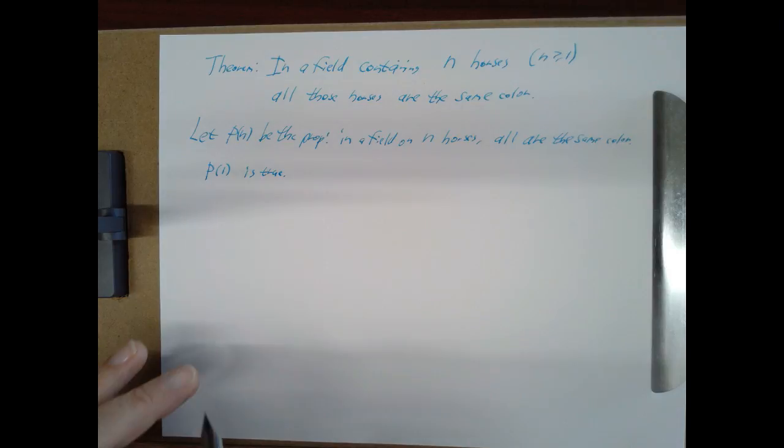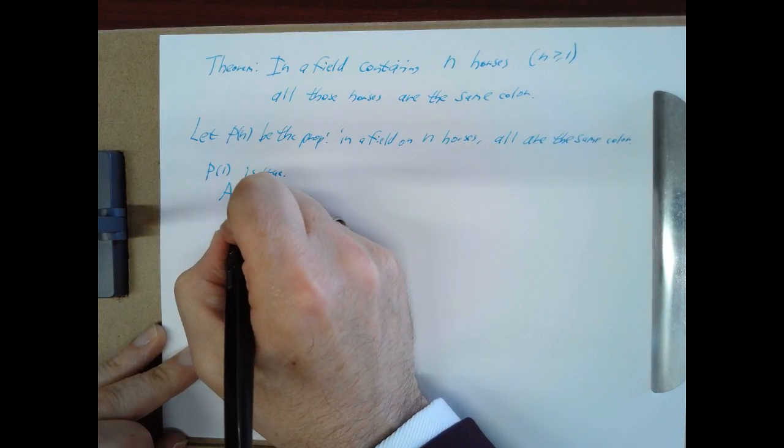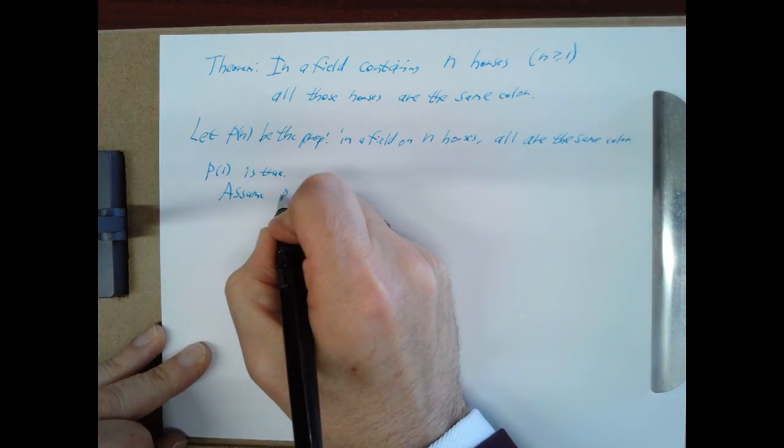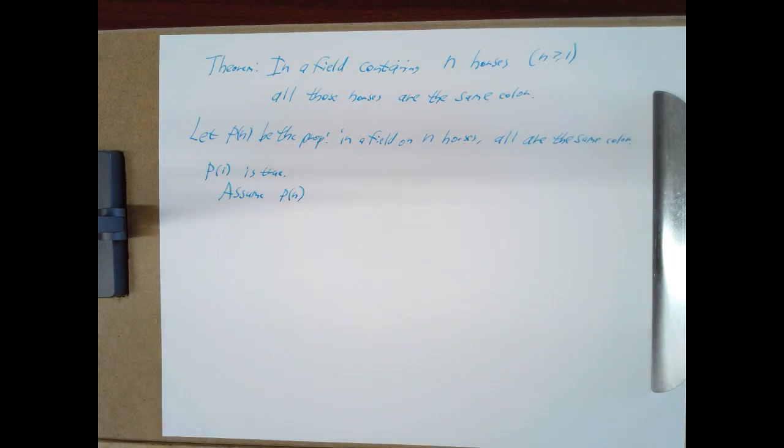All right, let's assume P of n. So just suppose for a moment that we know that this ridiculous theorem is true for some n. If you have 5 horses in a field, they're all the same color. Then we can very easily prove P of n plus 1. So how do we do this?